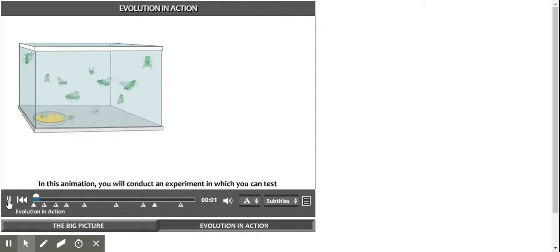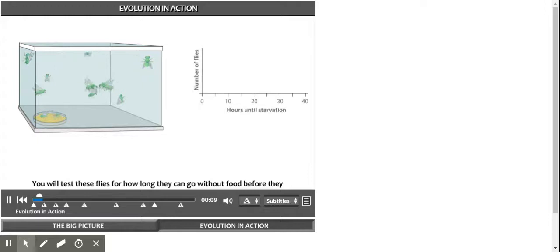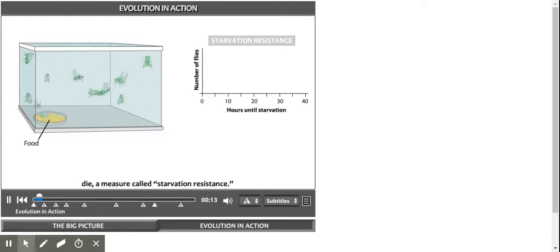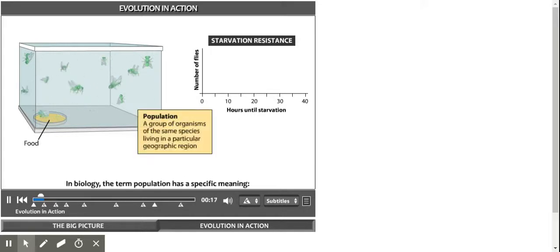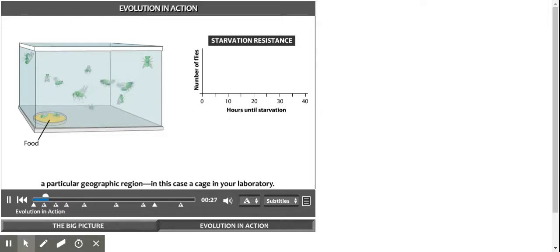In this animation, you'll conduct an experiment in which you can test whether evolution will occur in a population of fruit flies. You will test these flies for how long they can go without food before they die, a measure called starvation resistance. In biology, the term population has a specific meaning. It is a group of organisms of the same species living in a particular geographic region, in this case, a cage in your laboratory.